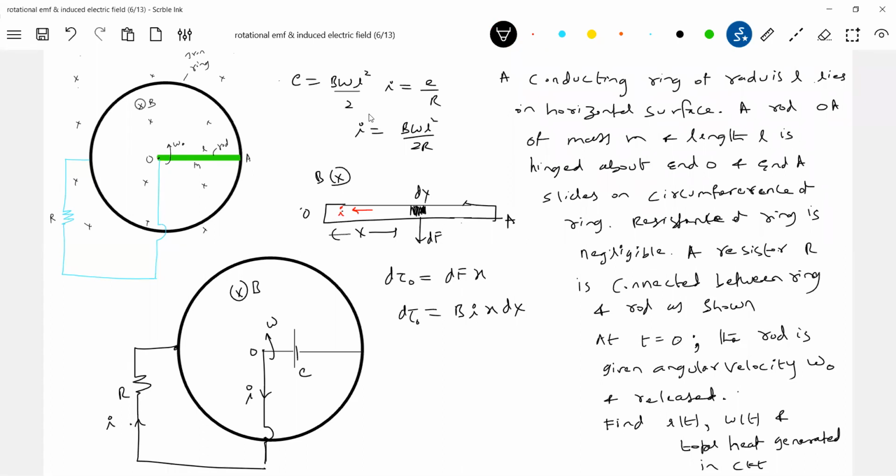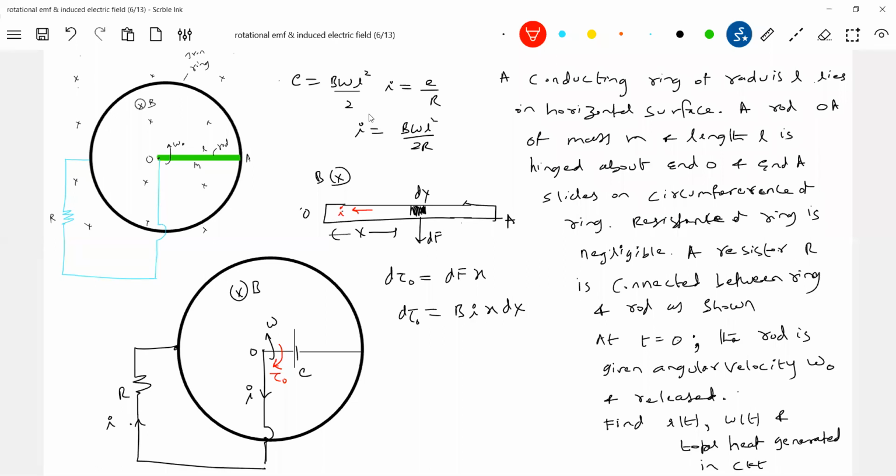Due to induced current. So according to Lenz's law, the direction of induced current in the circuit should be such that it should oppose the cause. What is the cause? Angular velocity. How can I oppose angular motion? By setting up a torque. And in what direction? Torque will act in this direction.